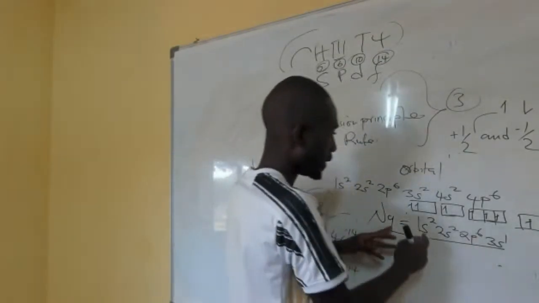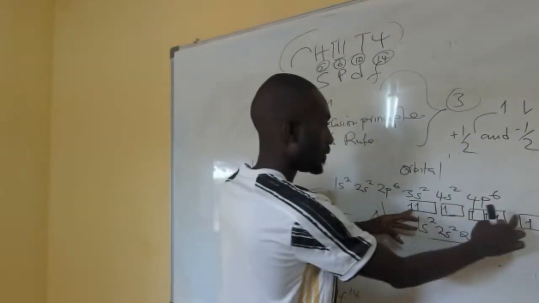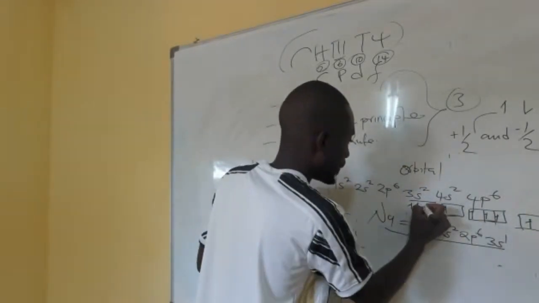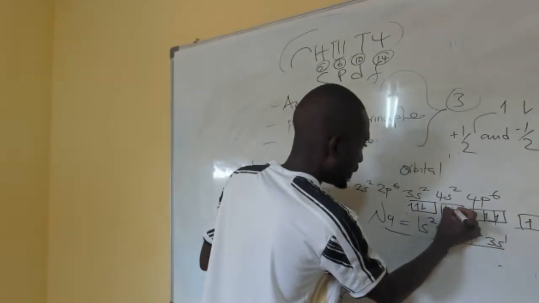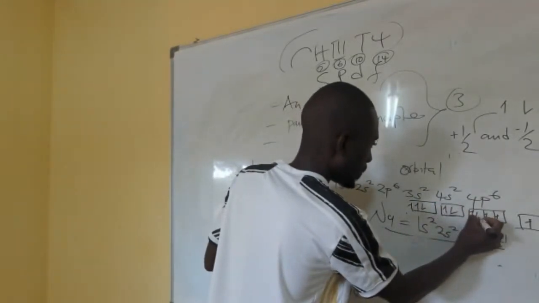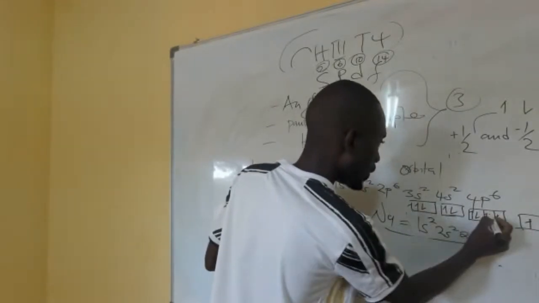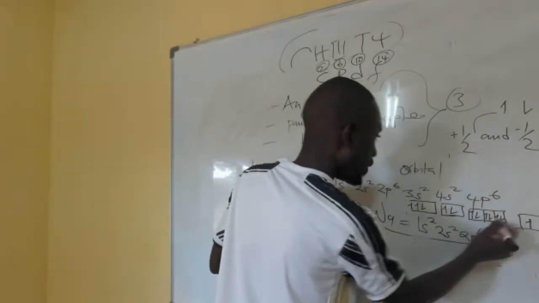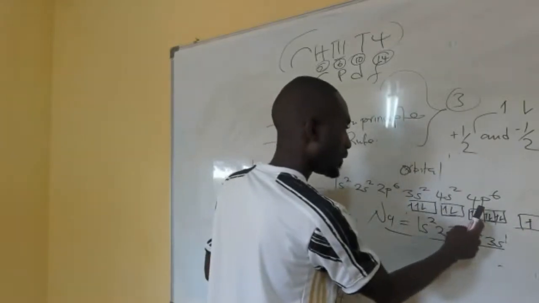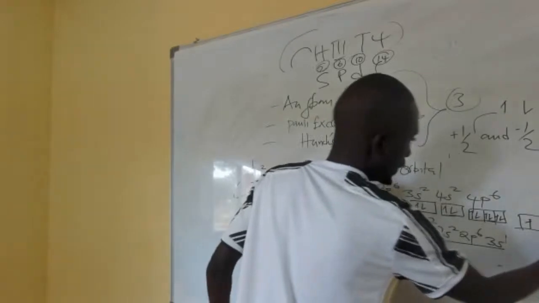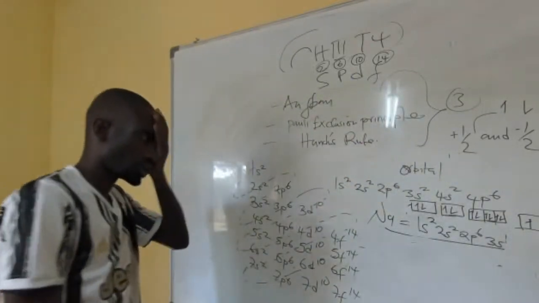So from there, you have filled in singly, now you start pairing. Opposite spin, opposite spin, opposite spin. So how many? 1, 2, 3, 4, 5, 6, 7, 8, 9, 10, 11. So this is done.